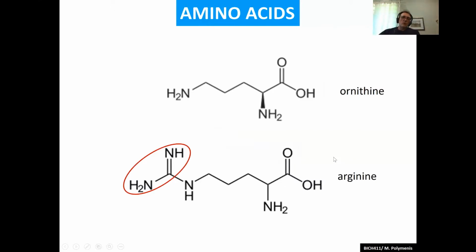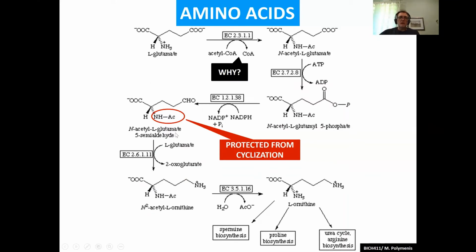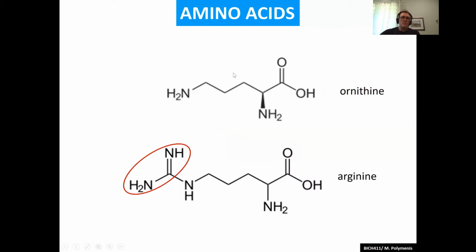If you look at ornithine and how arginine looks, there is this extra group, okay? There's carbon and two more amines. So this is heavily aminated, it's the most aminated amino acid, right? So there is a lot of nitrogen on arginine. So somehow we have to go from ornithine, which we saw in this scheme how we got it, which is fairly straightforward, very similar to proline, but we have to add to it 1 extra carbon and 2 nitrogens.